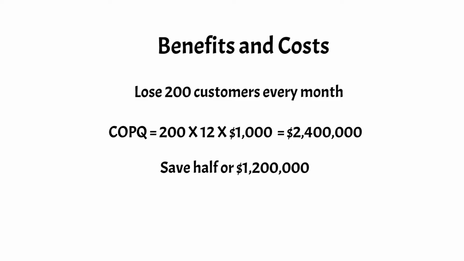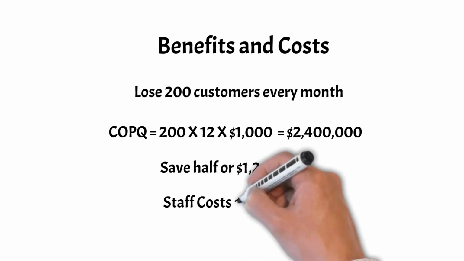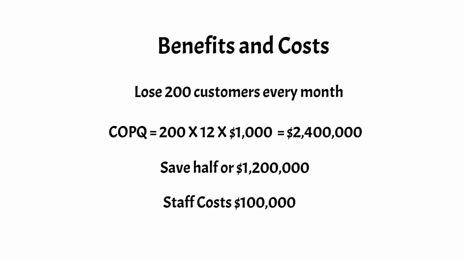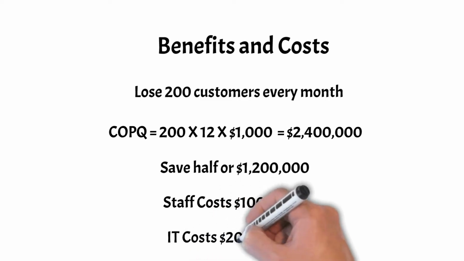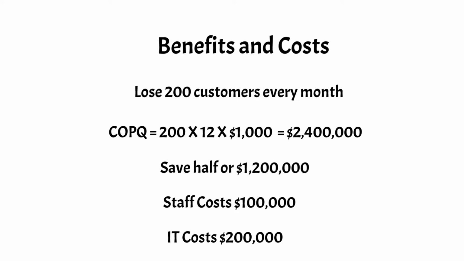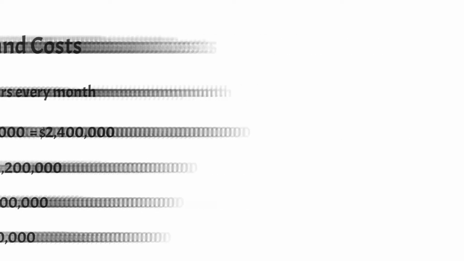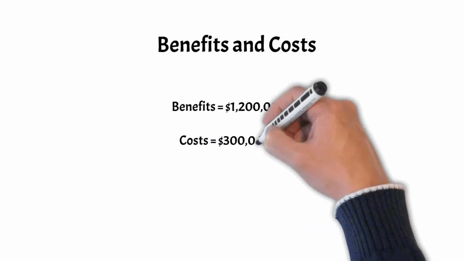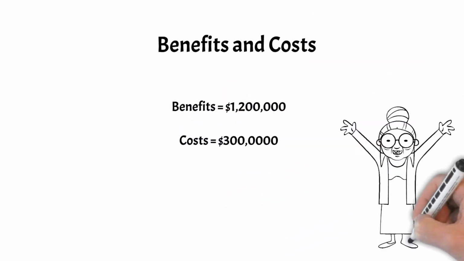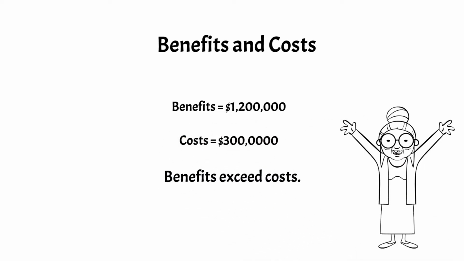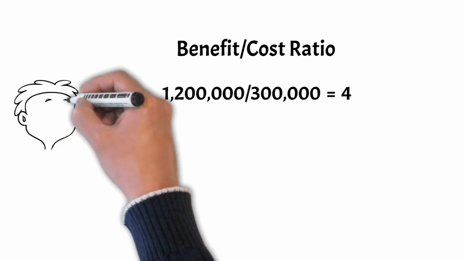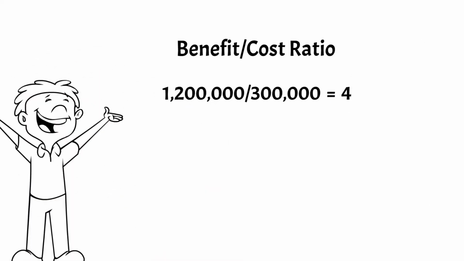3 staff members will be assigned to the project for 3 months at a cost of $100,000. In addition, IT changes are estimated to cost $200,000, bringing the total cost to $300,000. When the benefit of $1,200,000 is compared to the cost of $300,000, the expected benefits far exceed the cost. This can be summarized as a benefit-cost ratio. Here it is: 1,200,000 divided by 300,000, or 4. In other words, the benefits will be 4 times greater than the cost of the project.